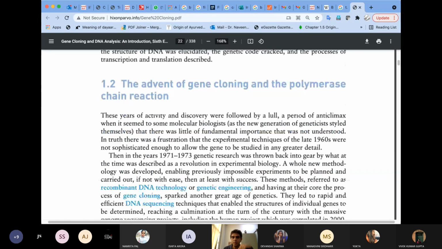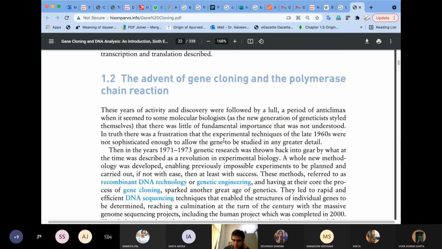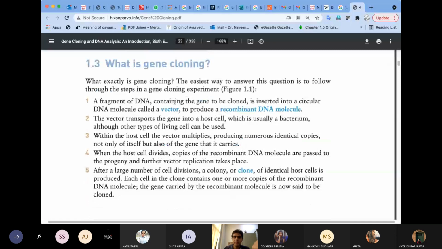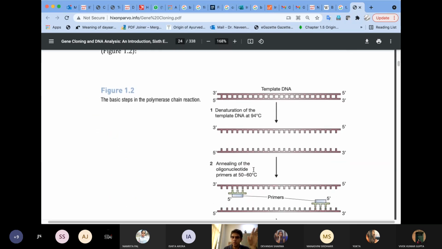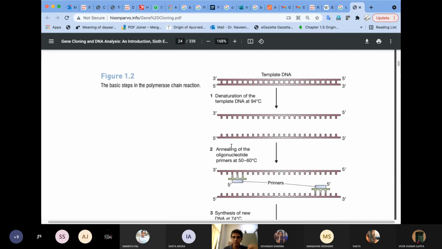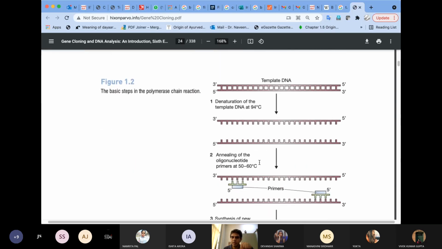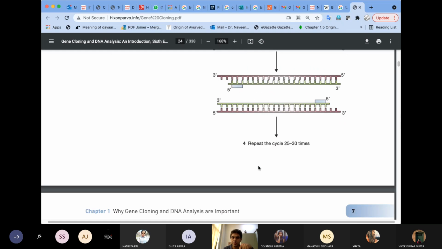Then the advent of gene cloning, the polymerase chain reaction, PCR. Then what is gene cloning? This is very nicely written. The beauty of this book is its language. It's very nice, easy and understandable, and self-explanatory. The diagrams in this book are also very nice, and many of my diagrams are taken from it. You can see how these diagrams are well explained one by one, and how PCR really occurs.